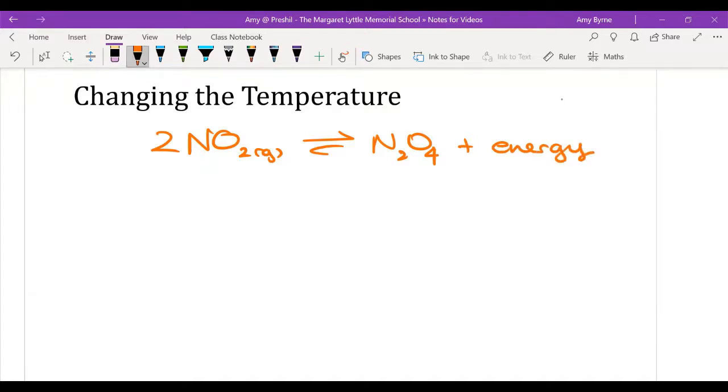So now we can think about it just like we thought about adding or removing a product. If I increase the temperature, so initial, change, equilibrium, if I increase the temperature, I'm adding energy. So my change is going to be to use up that energy so that at my new equilibrium, that's what's happened.